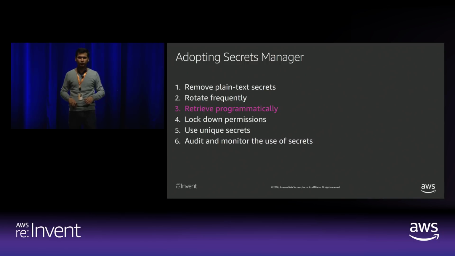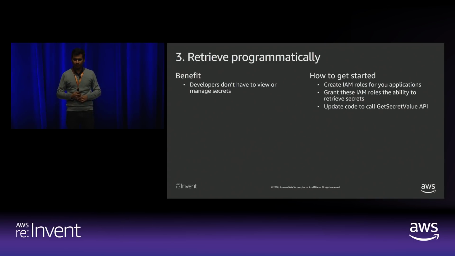All right, so once you've stored your secrets and you've set up rotation, you have to decide how you will retrieve these secrets. Now, retrieving secrets is just like accessing any other AWS resource. You require IAM permissions. So to get started, create IAM roles for your applications and give these roles appropriate permissions.